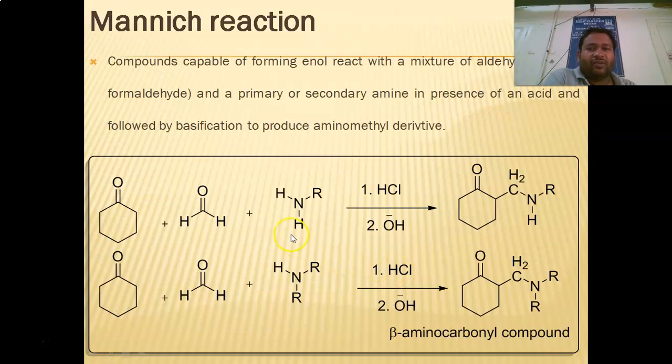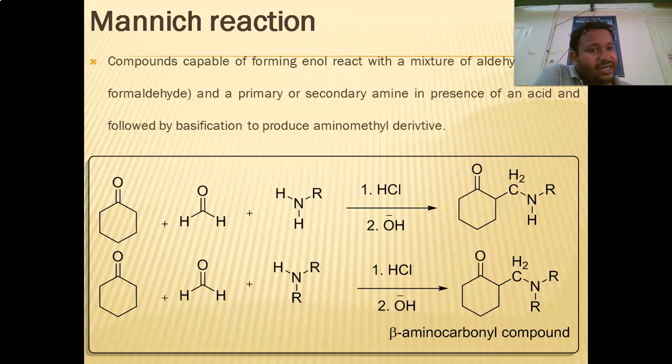Okay, then we'll come to the Mannich reaction. The Mannich reaction is a multi-component reaction where more than two components undergo reaction in a single step, forming the corresponding desired compound. Here the aldehyde contains the alpha hydrogen atom. When it is reacted with formaldehyde and a primary or secondary amine in the presence of HCl and a base, it gives rise to the corresponding amino-methylene derivative. So formation of the amino-methylene derivative or beta-amino carbonyl compound is said to be a Mannich reaction.